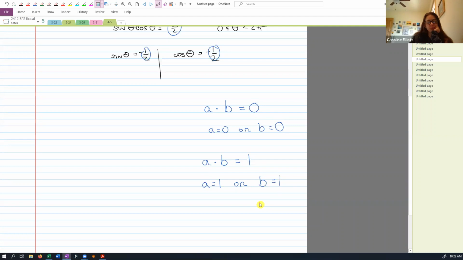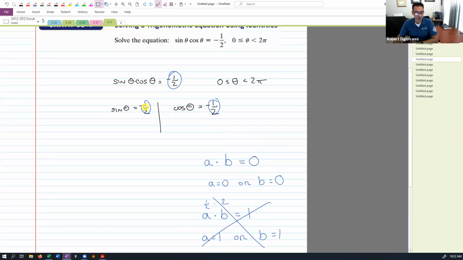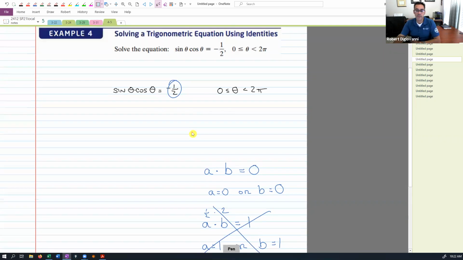1/2 and 2, right? What if this is a 1/2 times 2? Half of 2 is 1, so that would be true. And neither one of those is 1. So you cannot do this whenever you have a number other than 0 on the right-hand side. So two things multiplied to be -1/2, you cannot do this. So we're kind of stuck, right?